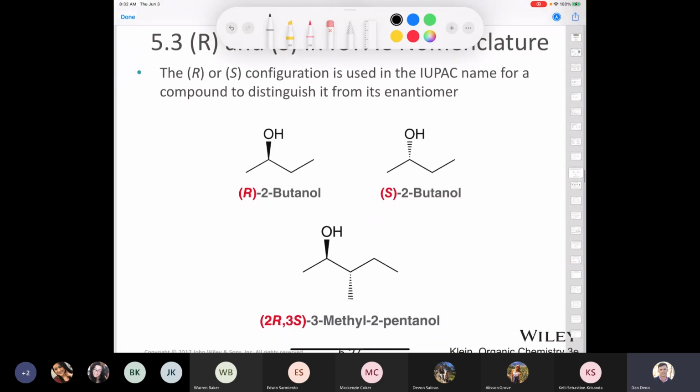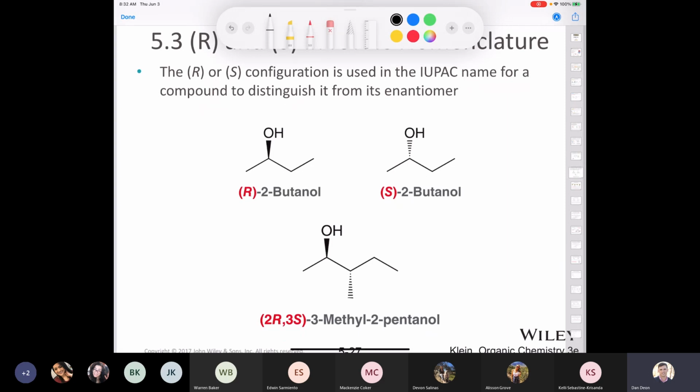So we put it right before the name of the compound. Again, we use that to distinguish compounds that are enantiomers or other types of stereoisomers that we'll look at today. So here we have R-2-butanol and S-2-butanol, and eventually you'll get quicker at it.